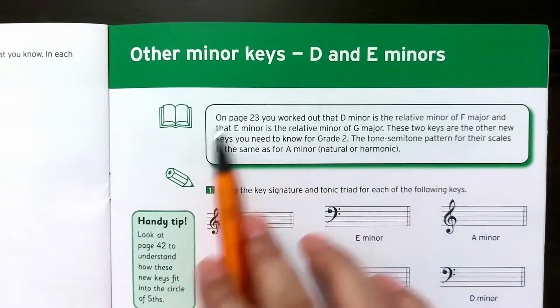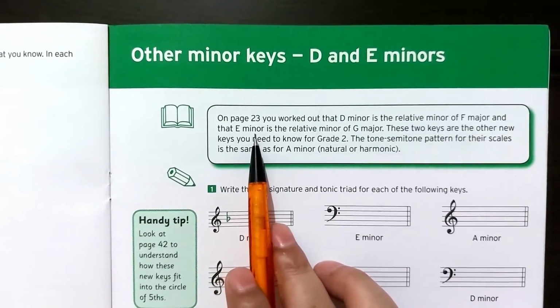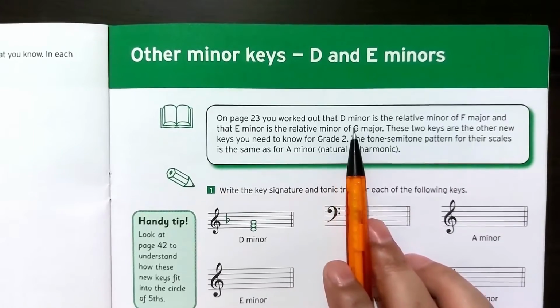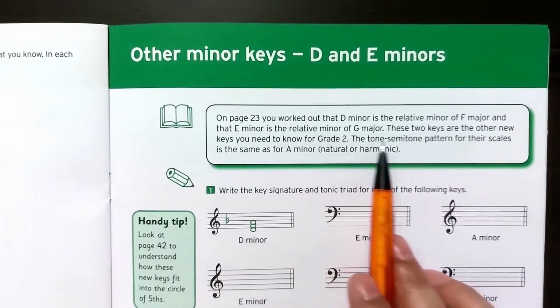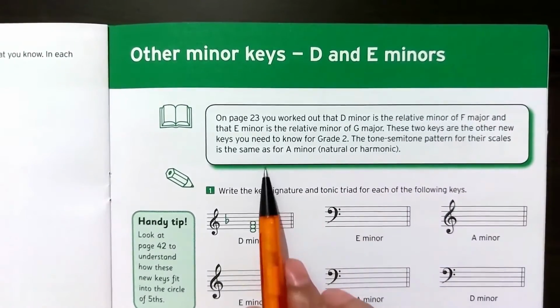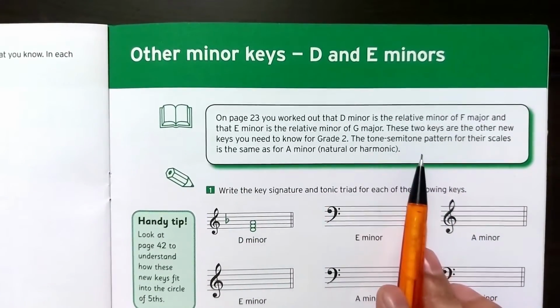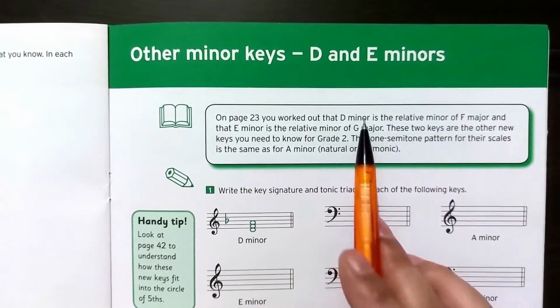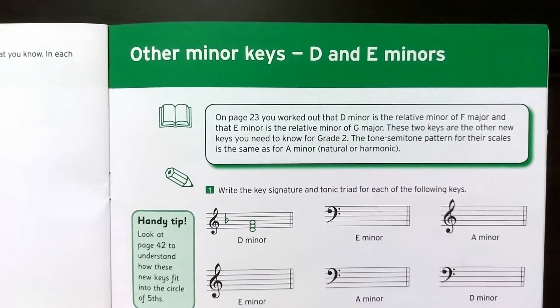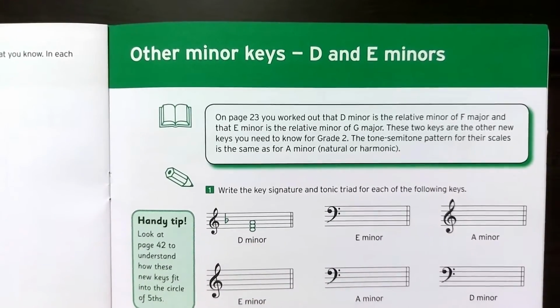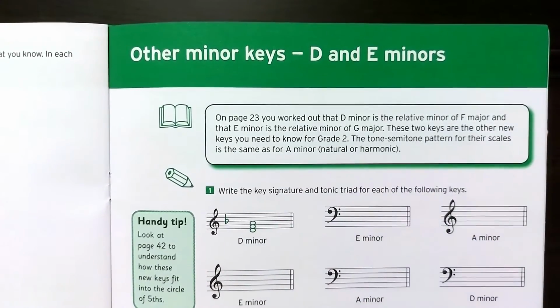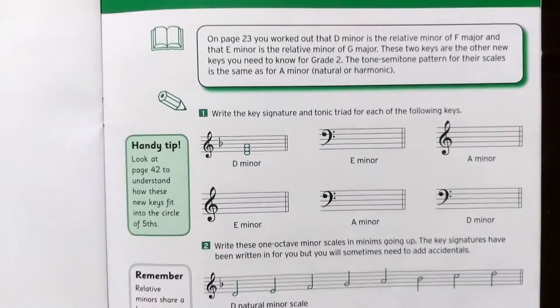What is written here is that on page 23 we have learned that D minor is a relative of F major and E minor is a relative of G major, and the scale formula is the same for A minor, D minor and E minor. That is obvious. So let's move forward. We'll go straight to the exercises. Nothing important is over here.